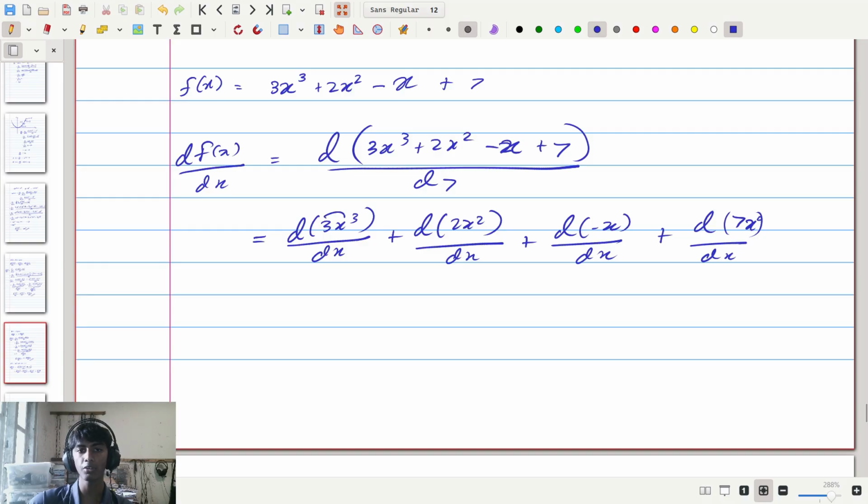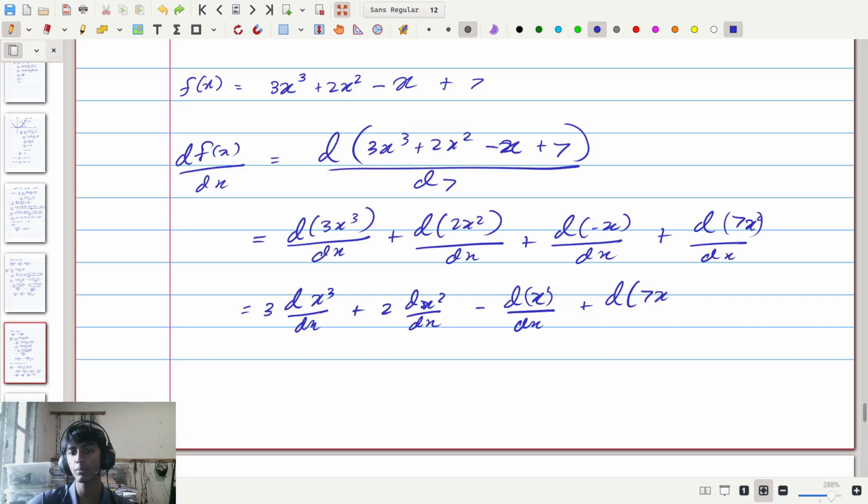Recall that the derivative of a constant times a function is equal to the constant times the derivative of the function. Here we can take this out and say this is equal to 3 times the derivative of x cubed with respect to x, plus over here we can take 2 times the derivative of x squared with respect to x. The next one we can take as the derivative of negative 1 times x, so we can put minus 1 here and say this is minus the derivative of x with respect to x, as in x to the 1. And the last one is the derivative of 7 x to the 0, which is 7 times the derivative of x to the power of 0 with respect to x.